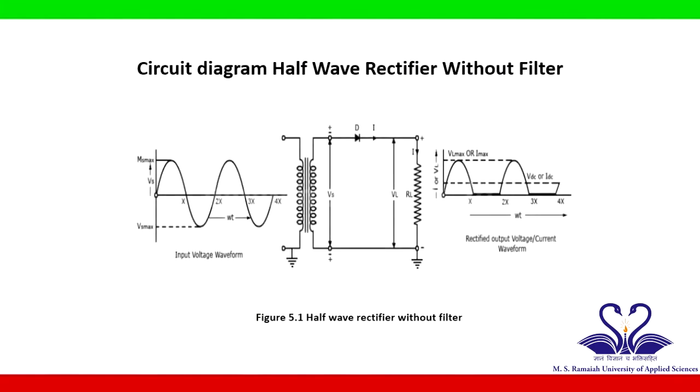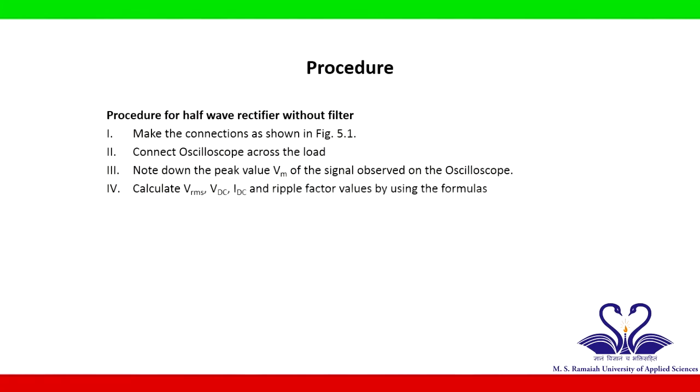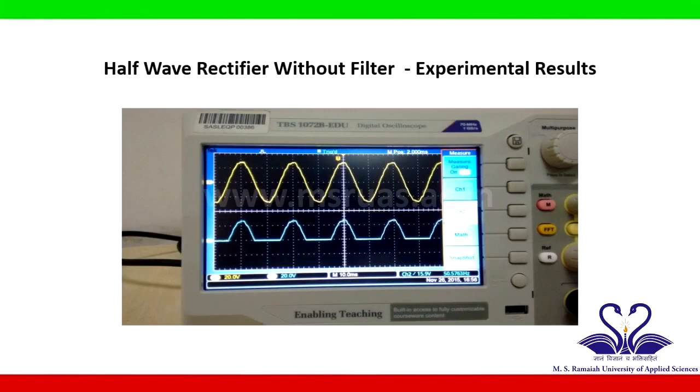Figure shows the circuit diagram of a half wave rectifier without filter with input and output waveforms. Experimental setup is made as per the circuit diagram. Input signal is provided by a step-down transformer. Connect the probes of an oscilloscope across the load resistor to see the output waveform and across the transformer secondary to see the input. Note down the peak value of the output waveform for further calculations. It shows the experimental result of the half wave rectifier without filter.